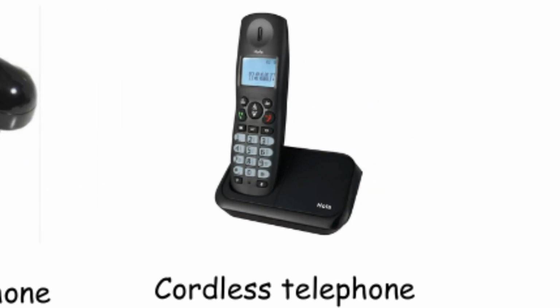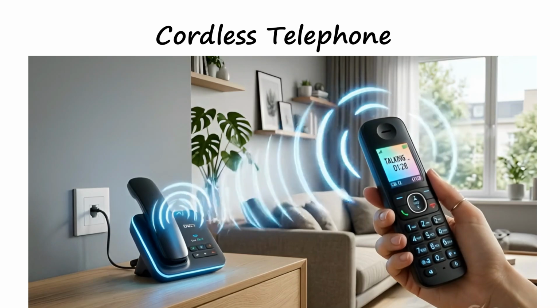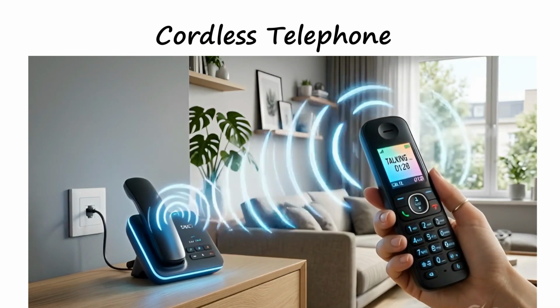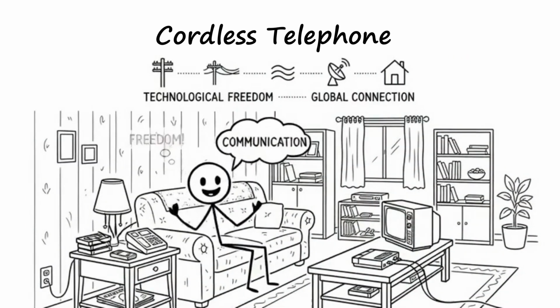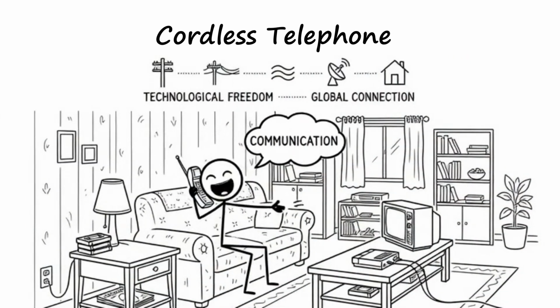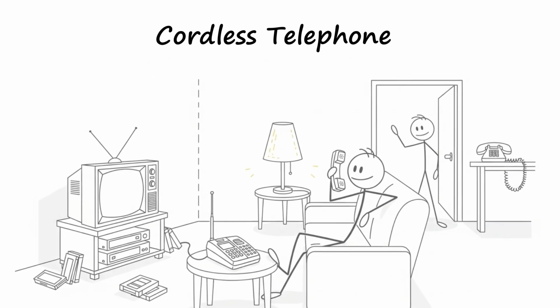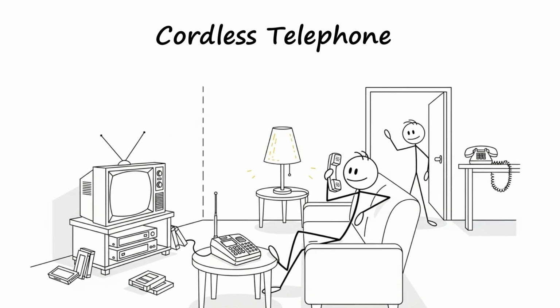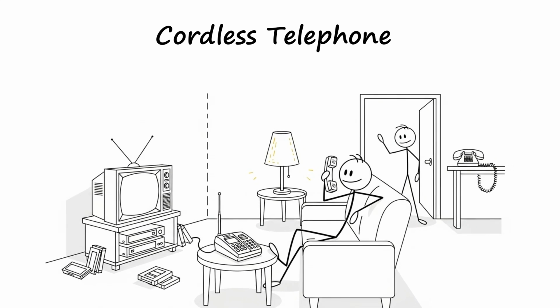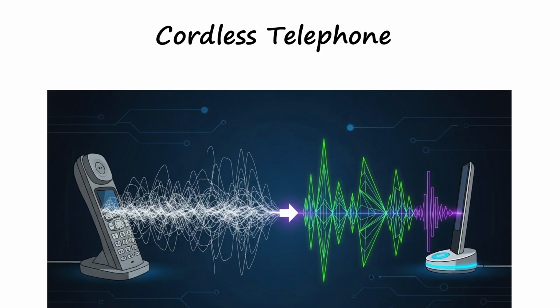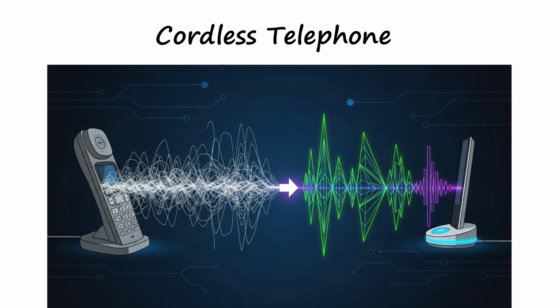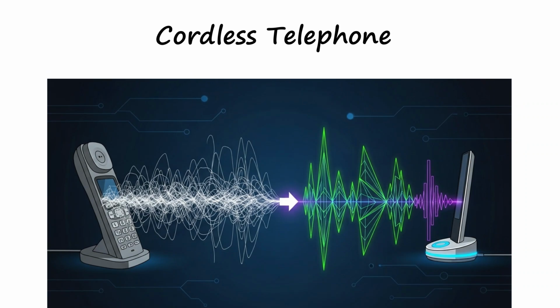Cordless telephone. This innovation broke the physical tether to the wall by using radio waves to connect a handheld handset to a base station plugged into the phone jack. In the 1980s and 90s, this provided a new level of domestic freedom, allowing people to carry on conversations while moving between different rooms or even stepping out into the backyard. Early models often suffered from static or interference from other household electronics, but as the technology shifted from analog to digital signals, the privacy and sound quality improved to match traditional wired sets.